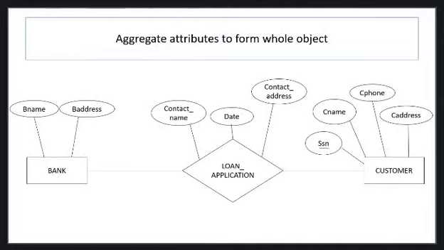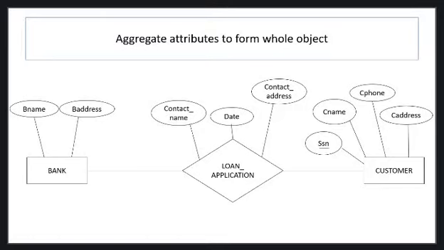To see how the concept of aggregation is applied in this ER diagram, let us consider an entity type bank, which has two attributes, bank name and bank address. So we can say that an entity type bank is an aggregation of its attributes, bank name and bank address. Similarly, we can say that an entity type customer is an aggregation of its attributes SSN, customer name, customer phone, and customer address. This is a simple scenario explaining how the concept of aggregation can be applied in the ER diagram.